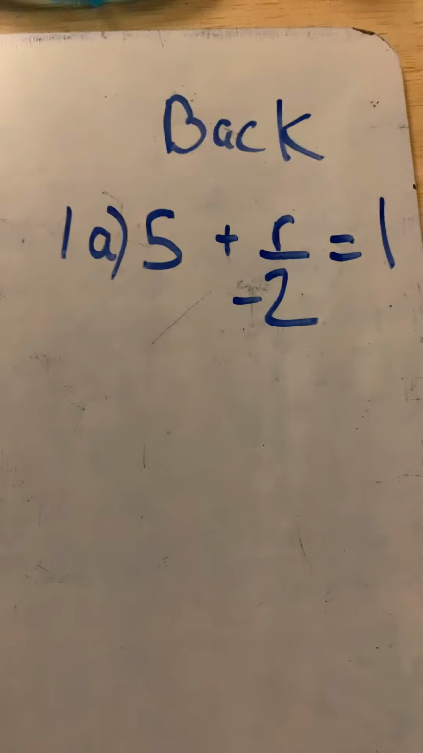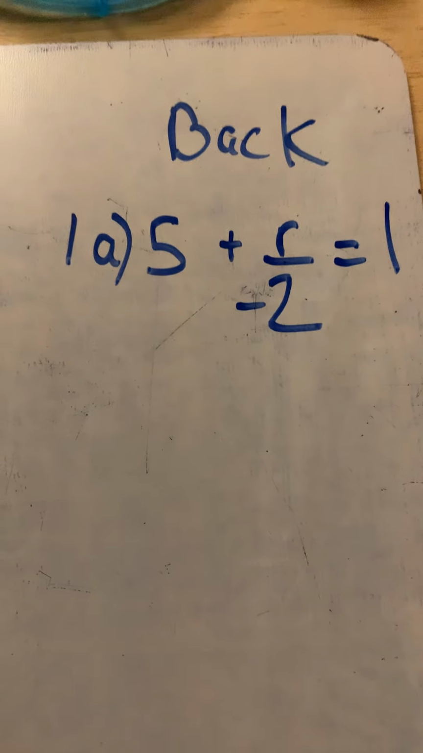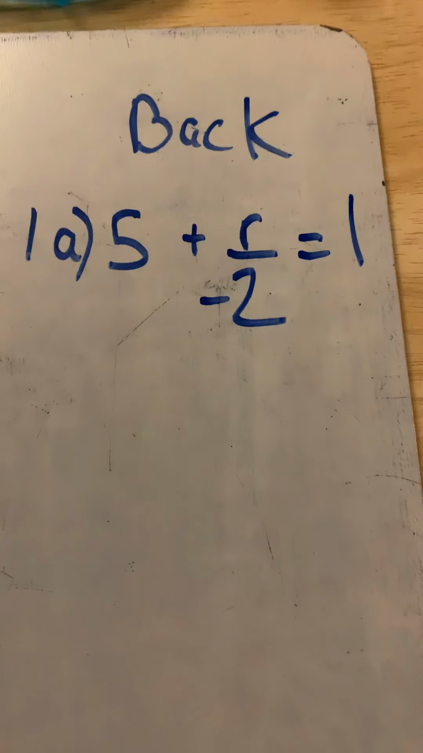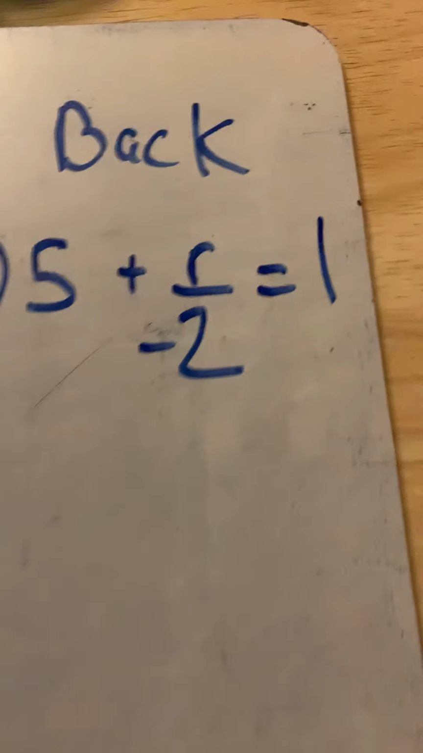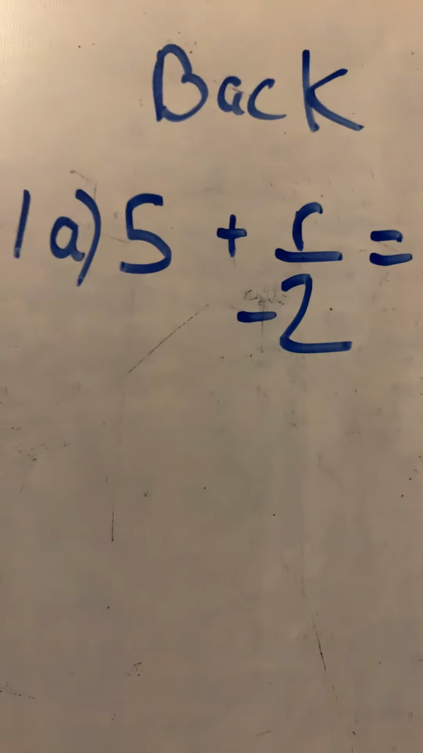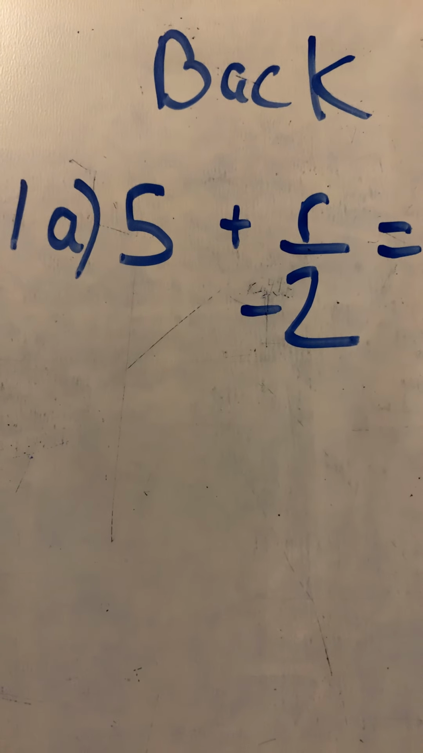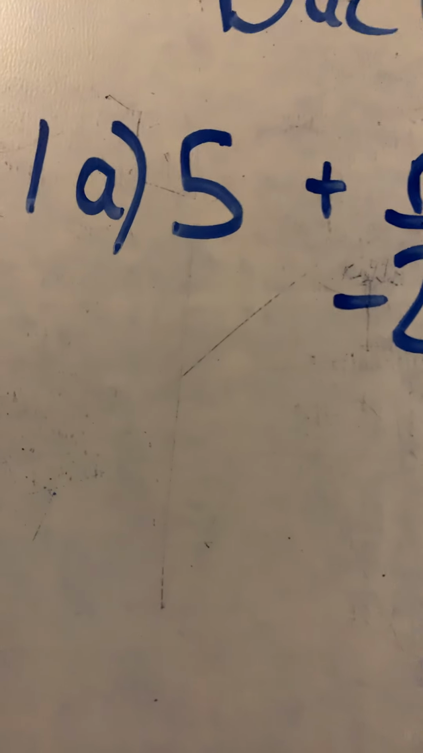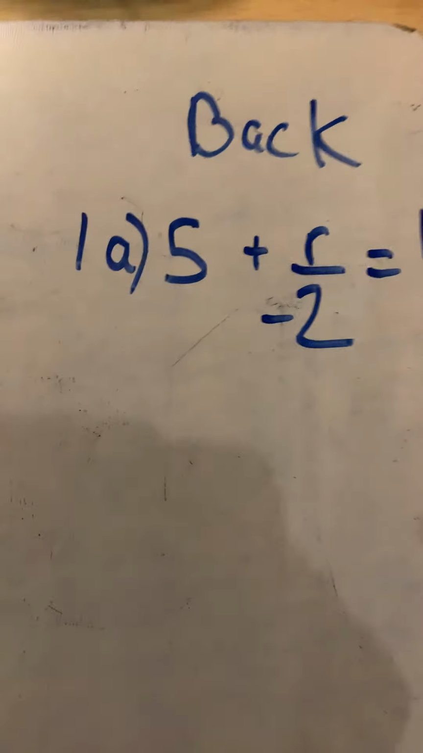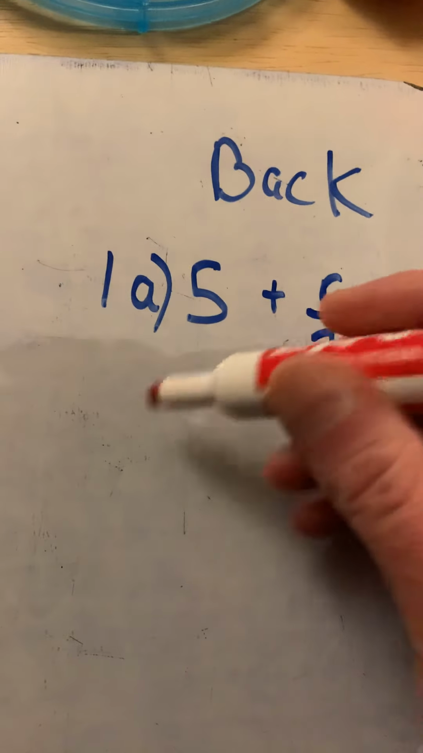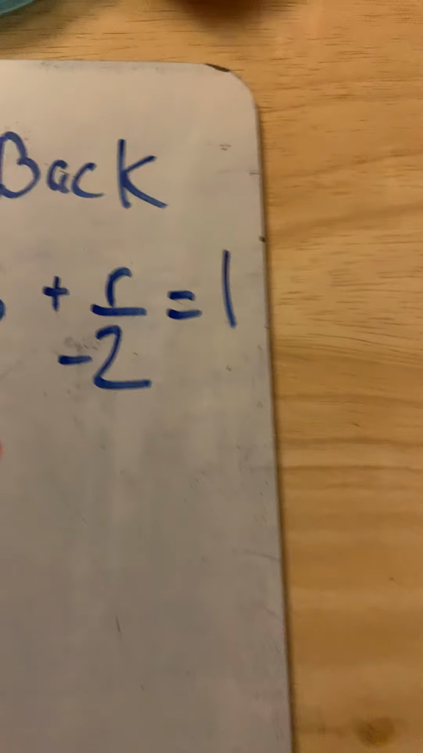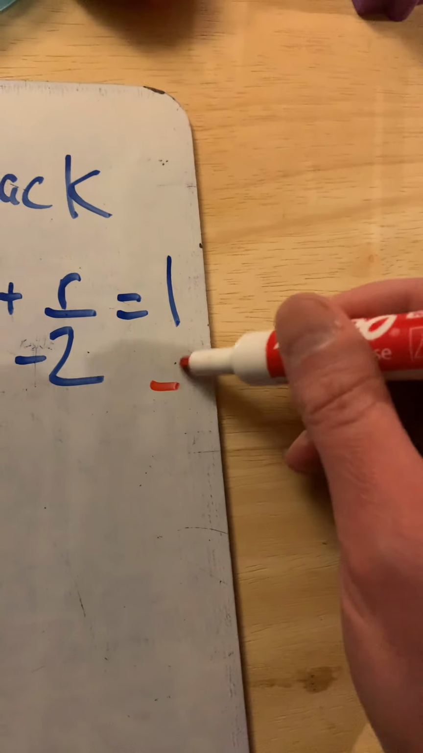So the very first question on the back is 5 + r/(-2) = 1. Find the variable r and start off with the addition and subtraction that's beside the variable. Beside the variable, it's a plus 5, right? So do the opposite of plus 5, which is minus 5. Do it to the other side of the equal sign as well, 1 minus 5.